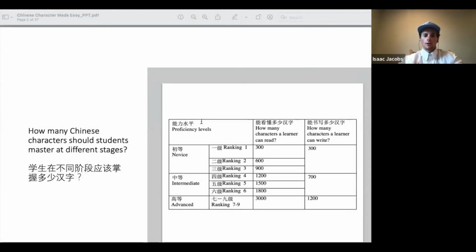Chinese has about 3,500 commonly used characters. How many should students master at different stages? According to the Chinese Proficiency Standard for International Chinese Education, beginning level learners should be able to read 900 and write 300 Chinese characters. Intermediate learners should be able to read 1,800 and write 700 characters. Advanced learners should be able to read 3,000 and write 1,200 characters.